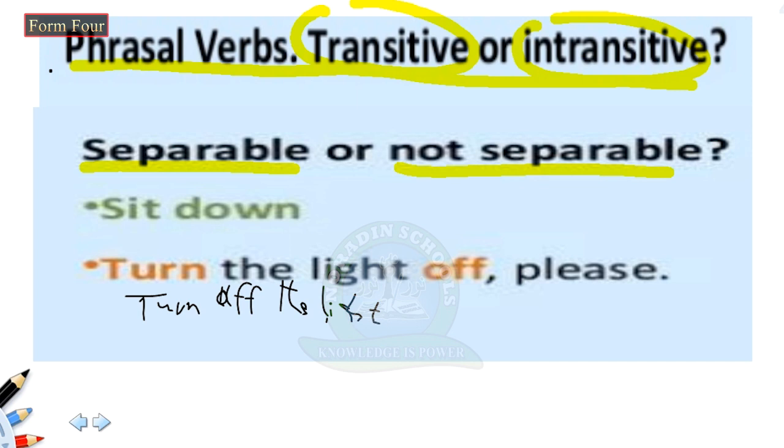So turn the light off is separable. Some phrasal verbs can be separated and some cannot. This one can be separated, and we put the object between the particle and the standard verb. This is the standard verb, and this is the particle. If the object is in the middle of the standard verb and the particle, we say it's separable. Another way we can say it is turn off the light. So the two ways are correct.